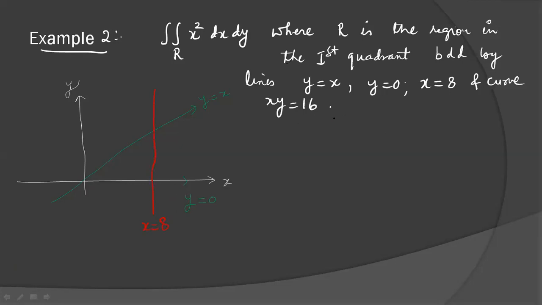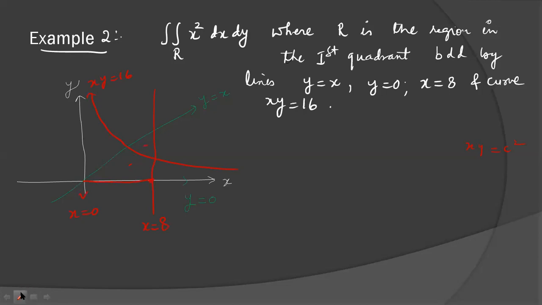What about the curve xy equal to 16? We know that xy equal to c square curve is in the first and third quadrant. So this is your xy equal to 16. Now, an important point is that the lower limit of x is 0 here because we are in the first quadrant, and the upper limit of x is 8. Now, what is the bounded region? This one or this one? We have to see carefully.